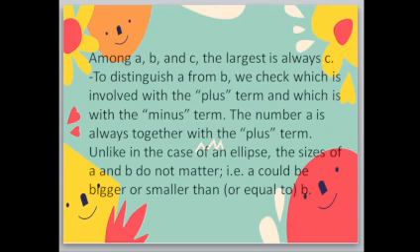Now, you have to take note of this. Among a, b, and c, the largest is always c. To distinguish a from b, we check which is involved with the plus term and which is with the minus term. The number a is always together with the plus term. Unlike in the case of an ellipse, the sizes of a and b do not matter. For example, a could be bigger or smaller than or equal to b.